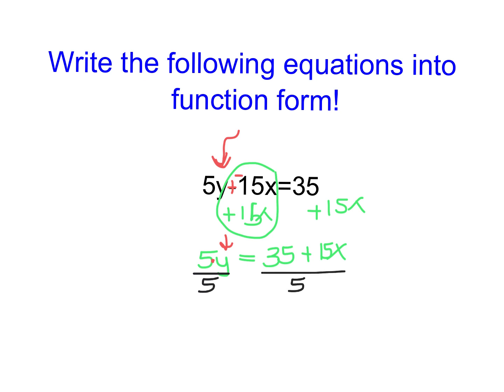Now, I know I wrote this a little weird. That big division of 5, you can also write it as 35 over 5 and 15x over 5. Either way is okay. So we have 5y over 5, which is just y, is equal to 35 over 5, which is 7, plus 15x over 5, which is 3x.